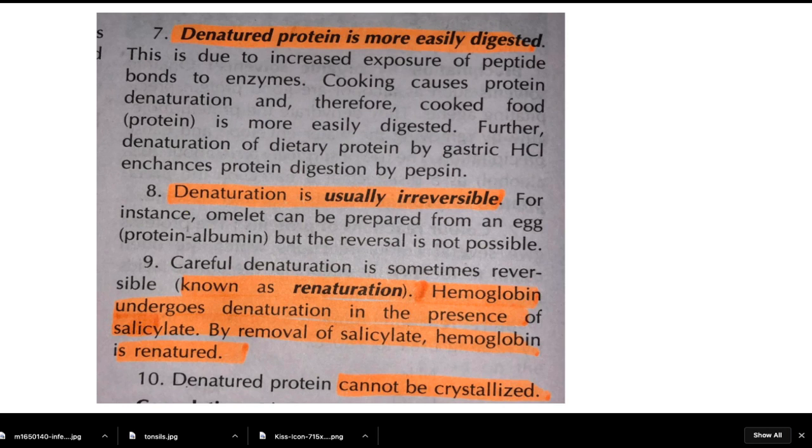But there are a few exceptions, like careful denaturation is sometimes reversible, known as renaturation. For example, hemoglobin undergoes denaturation in the presence of a poison. Salicylates can be a poison. By reversal of salicylates, there is a chance that the hemoglobin can renature. So careful denaturation can cause an effective renaturation. Denatured proteins cannot be crystallized. So these are the 10 points that you have to add for the questions on denaturation of proteins, which is again a most common area of questions.